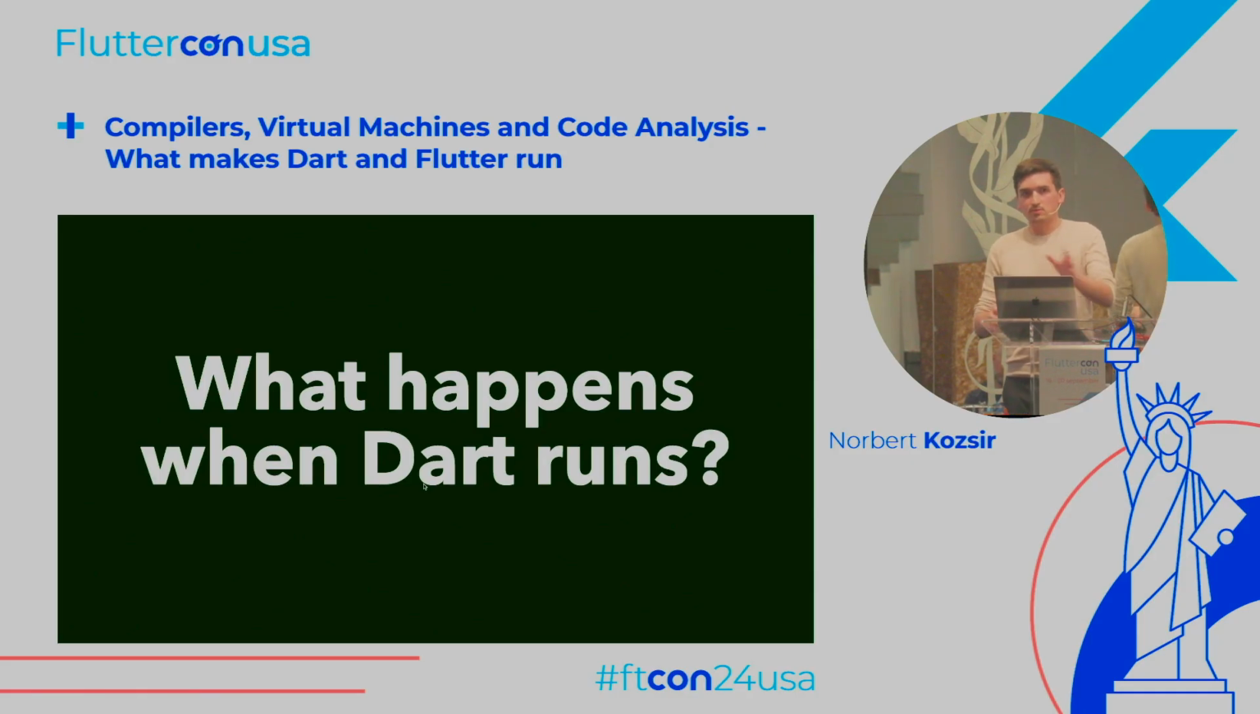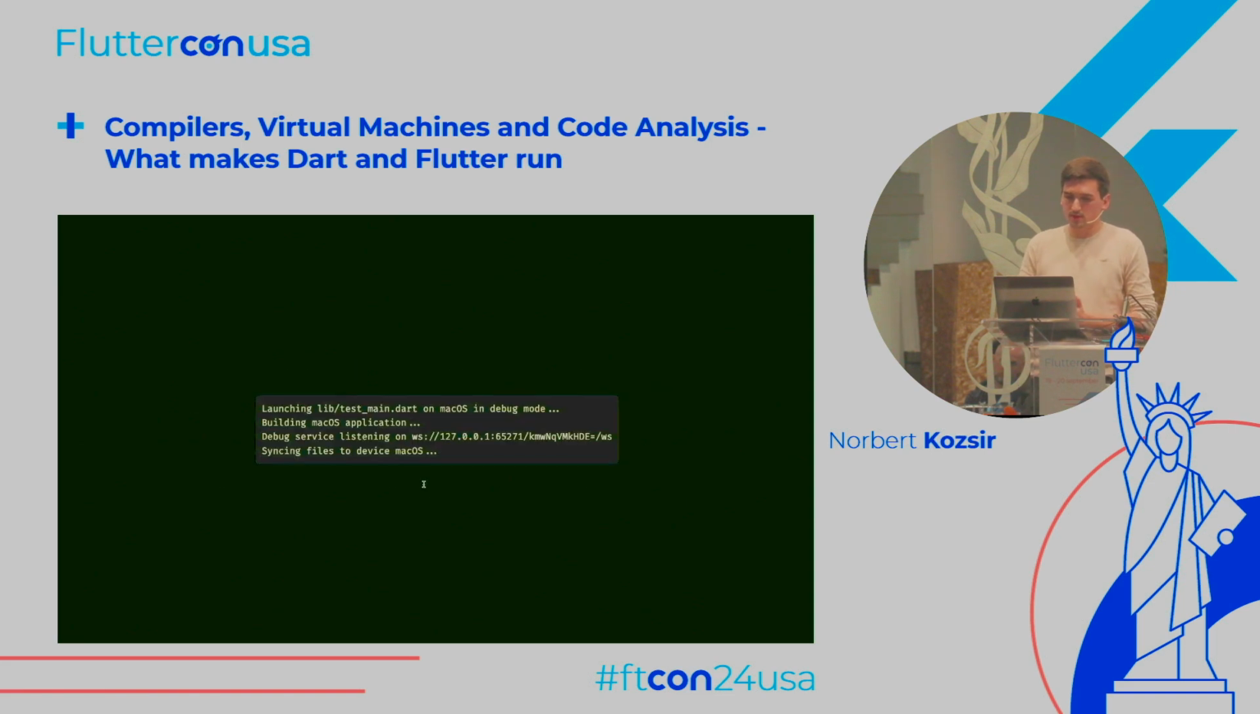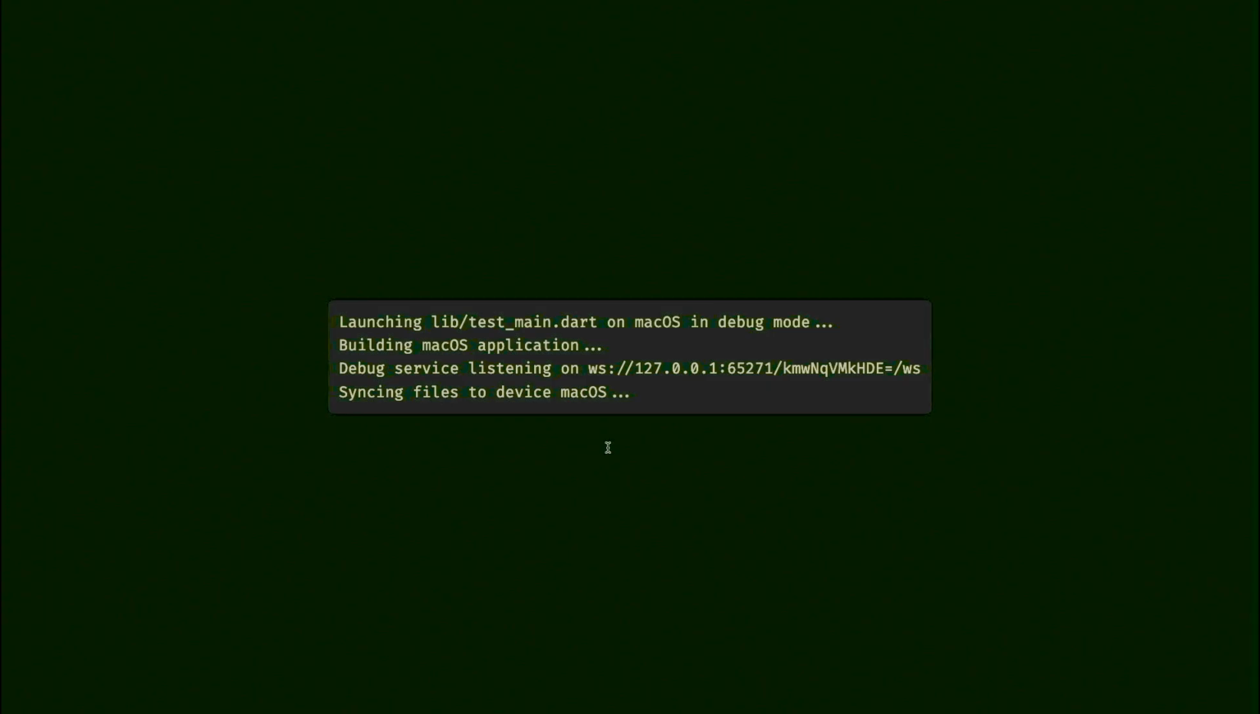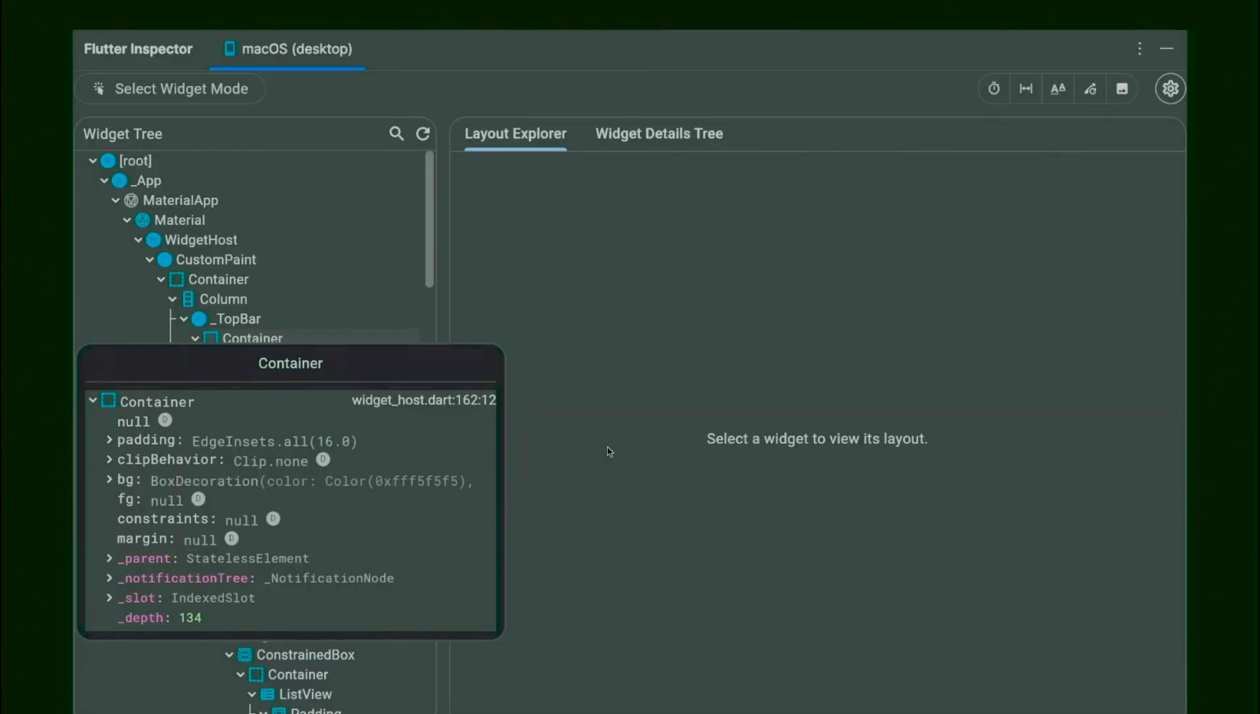So for now, we've taken a look at what happens before Dart actually runs. I want to give you a quick tour of a couple of magical things that the Dart VM does when Dart is running. You may have seen this message before. This is usually printed when you first run your application. What's interesting here is you can see there's a debug service listening on a WebSocket address. This WebSocket address is something you can connect to yourself, and there is a specification for it, and it exposes a bunch of cool and useful things of your running application.